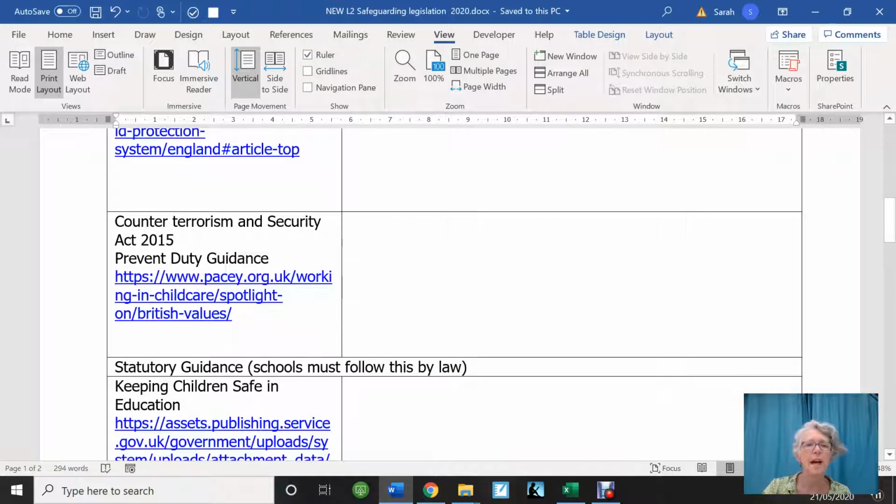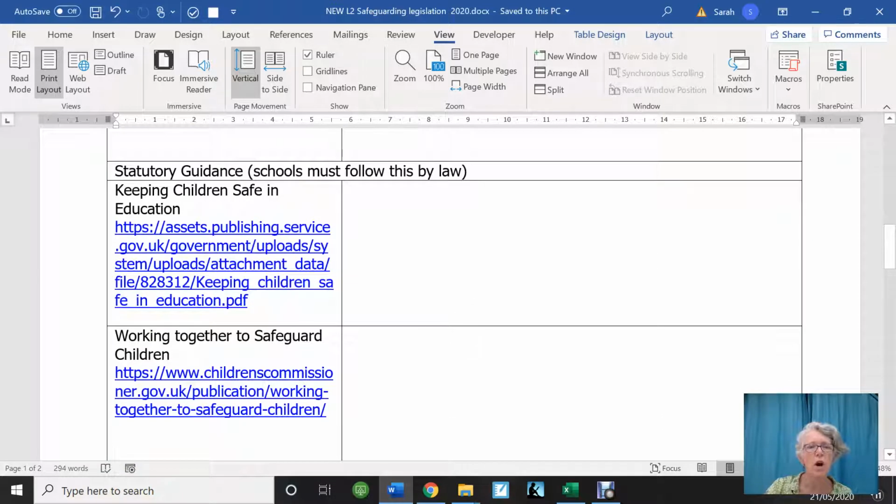Oh, here's a good one. Counter-Terrorism and Security Act and the Prevent Duty Guidance. Have a look at those here. 2 bullet points. Now, these 2 are not laws, these are pieces of guidance, but they are statutory guidance, which means schools must follow these by law. They're not the actual laws, but they're guidance that you have to follow.